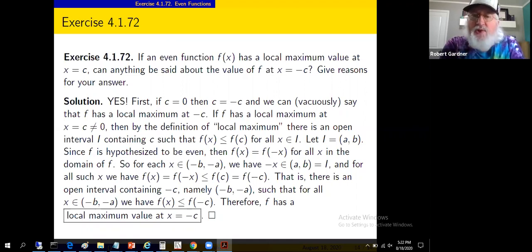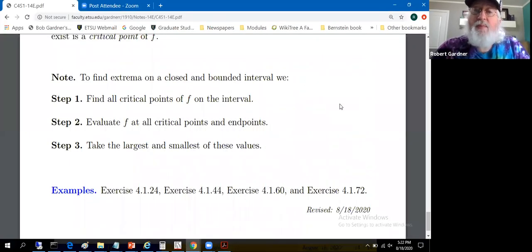So there's an illustration using the calculus stuff, using really just the definition of local maximum. This was also easily explained in terms of symmetry, if you think what even function means in terms of symmetry. And that's the last one of those. So that completes this section.